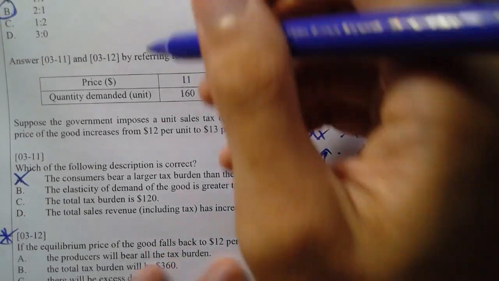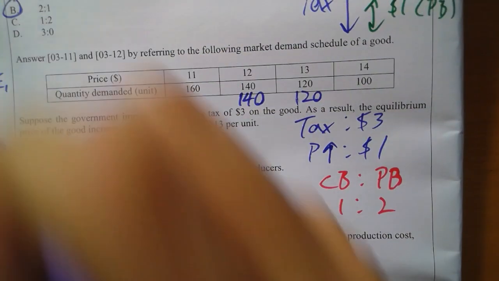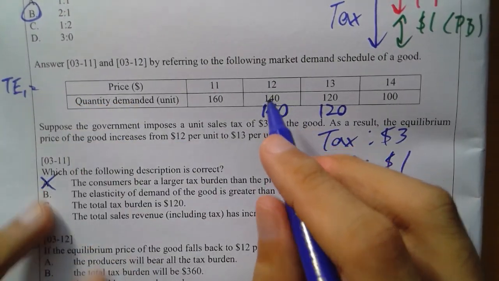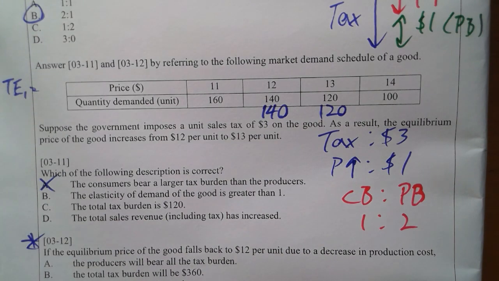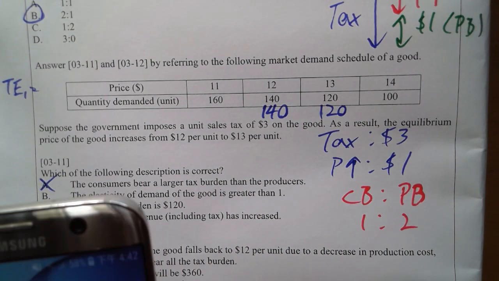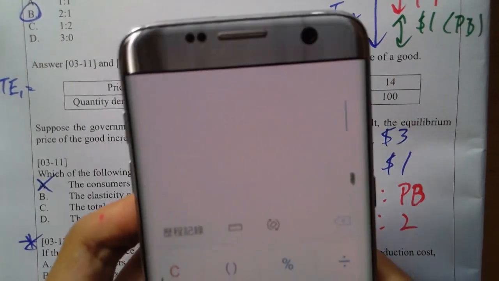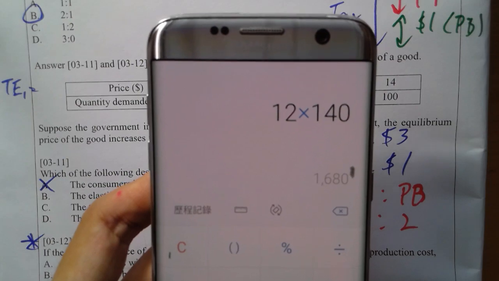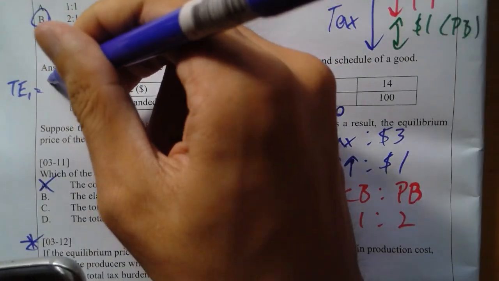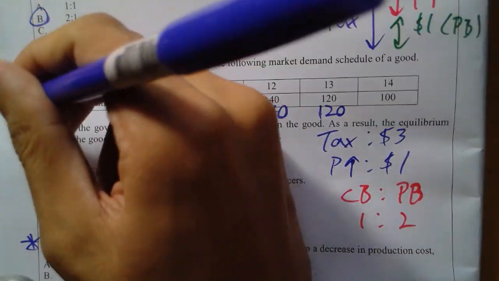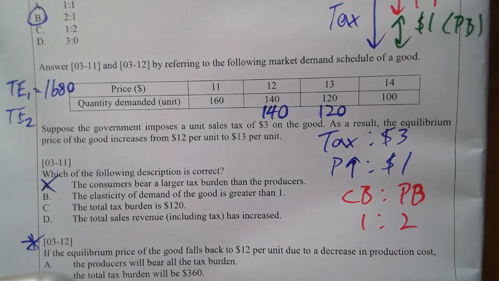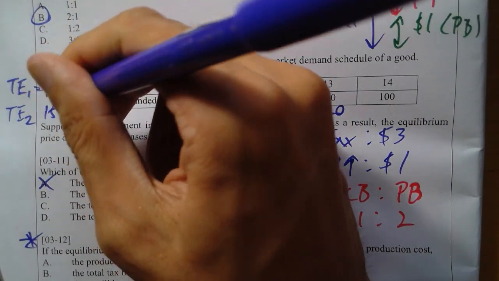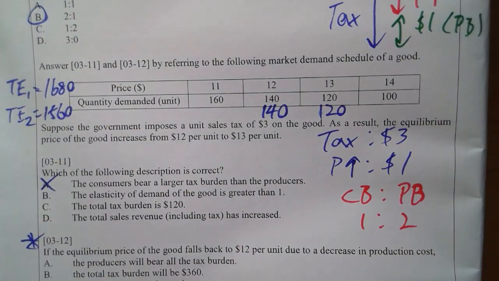So original TE1 should be this guy. How much should it be? My goodness. Let's cheat, okay? Let us cheat. Original would be 12 times 140. This guy. 1680. Okay? Now, the new TE. Okay, let us cheat again. 13 times 120. 1560. Now, do you see?